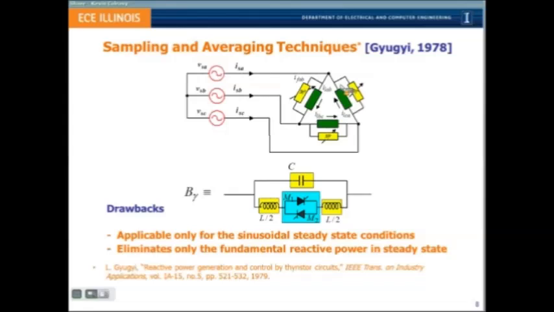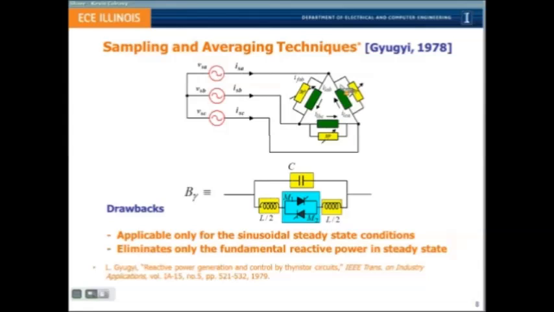And this is the sampling and averaging technique. The idea is very simple. In the paper, it talks about a delta load, but this holds equally well for star-connected loads. So these are the loads by the user, and these are the compensators that are connected in parallel. The compensators will look like this.